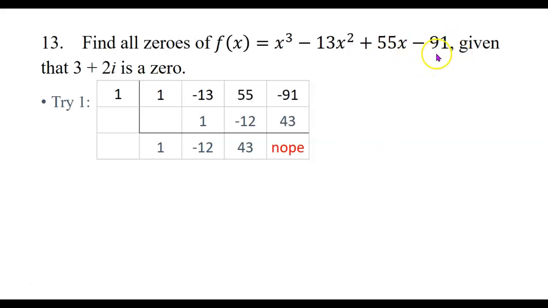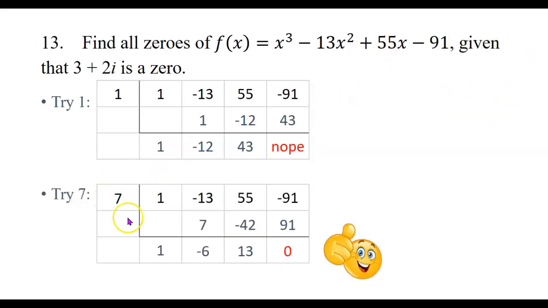What else can we try? Well, what other numbers are factors of 91? It's not divisible by 2. It's not divisible by 3 or 4 or 5 or 6. Is it divisible by 7? Let's see, 91 divided by 7 is 13, yes. So 7 is a factor, and if that doesn't work, 13 could be a factor.